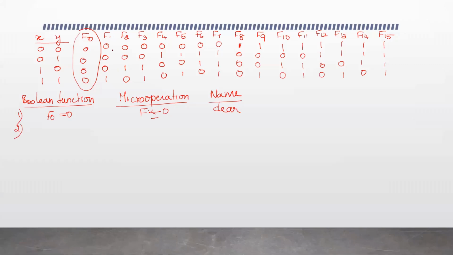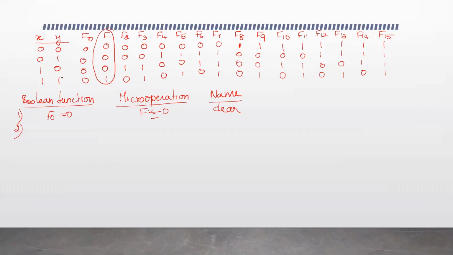Second column, if you see F1, the values are 0, 0, 0, 1. What is this micro operation? Check with X and Y, and the result given is 0, 0, 0, 1. When X is 1 and Y is 1, the result is 1. In all the other cases it is 0.